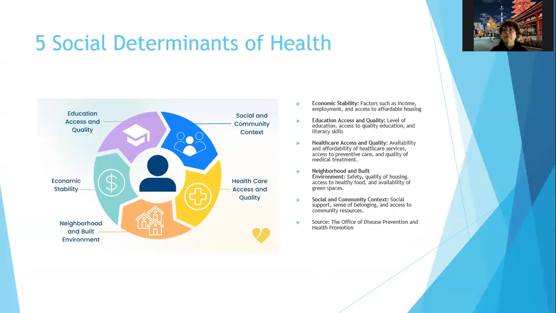So the Office of Disease Prevention and Health Promotion, which is also difficult to get to these days, but you can find the information if you dig, has what they call the 5 social determinants of health. So these are all social things that can affect health, and they all make sense when you think about it. But economic stability, so factors like income, employment, and access to affordable housing can obviously affect health. Education, access, and quality. So literacy skills and access to quality education and access to information. So access to information is really important.